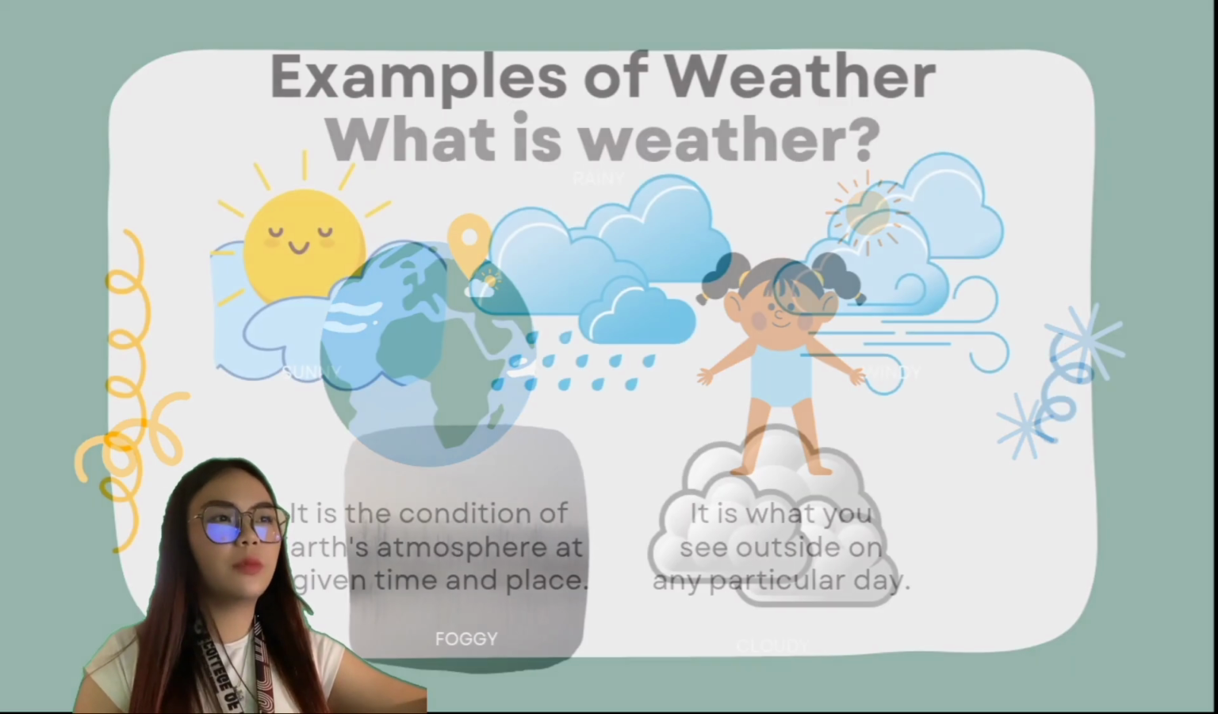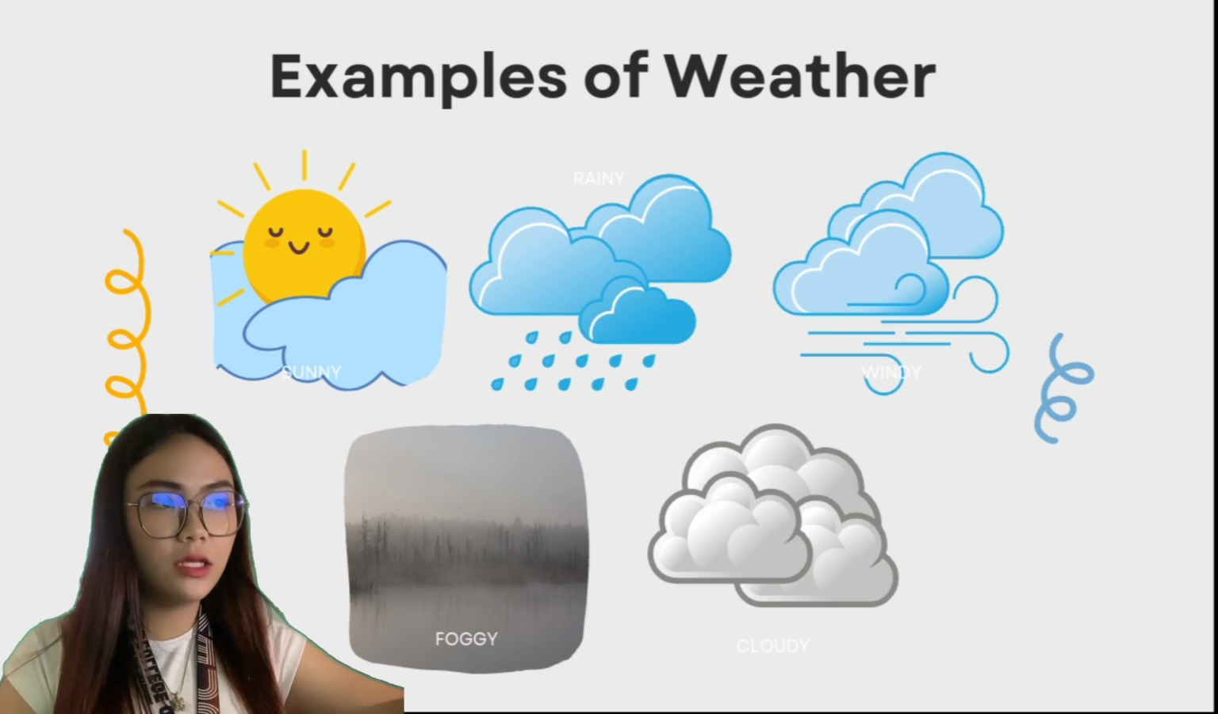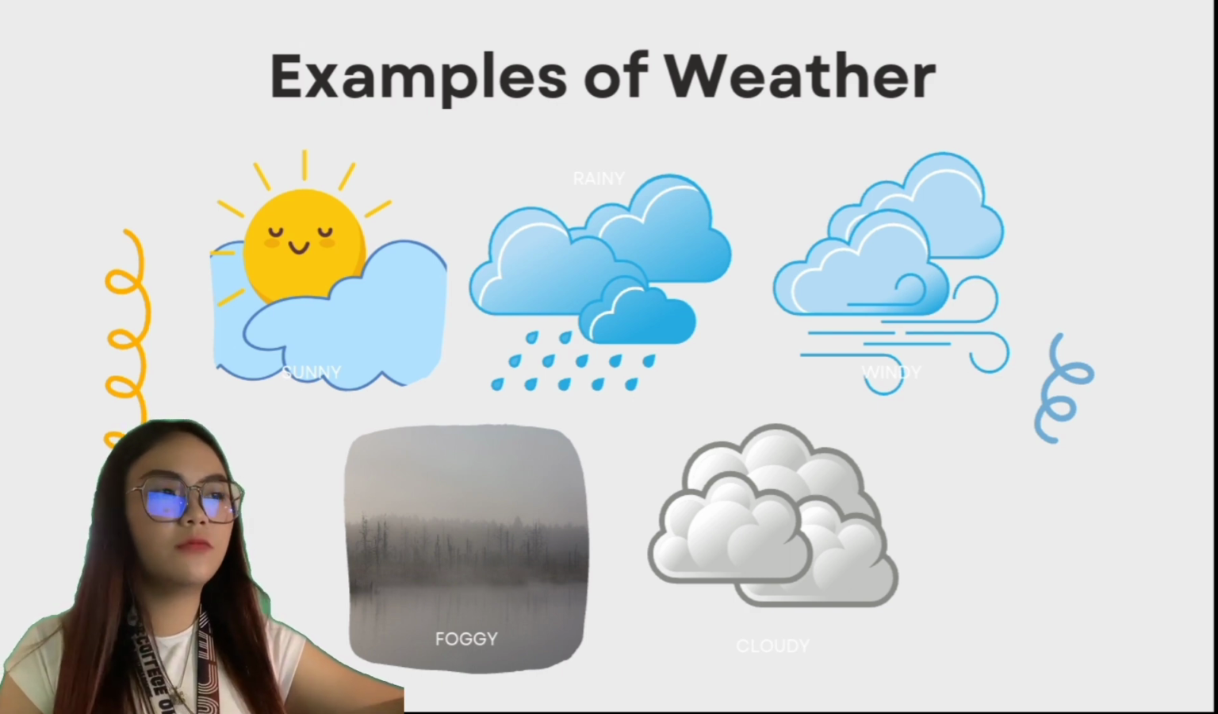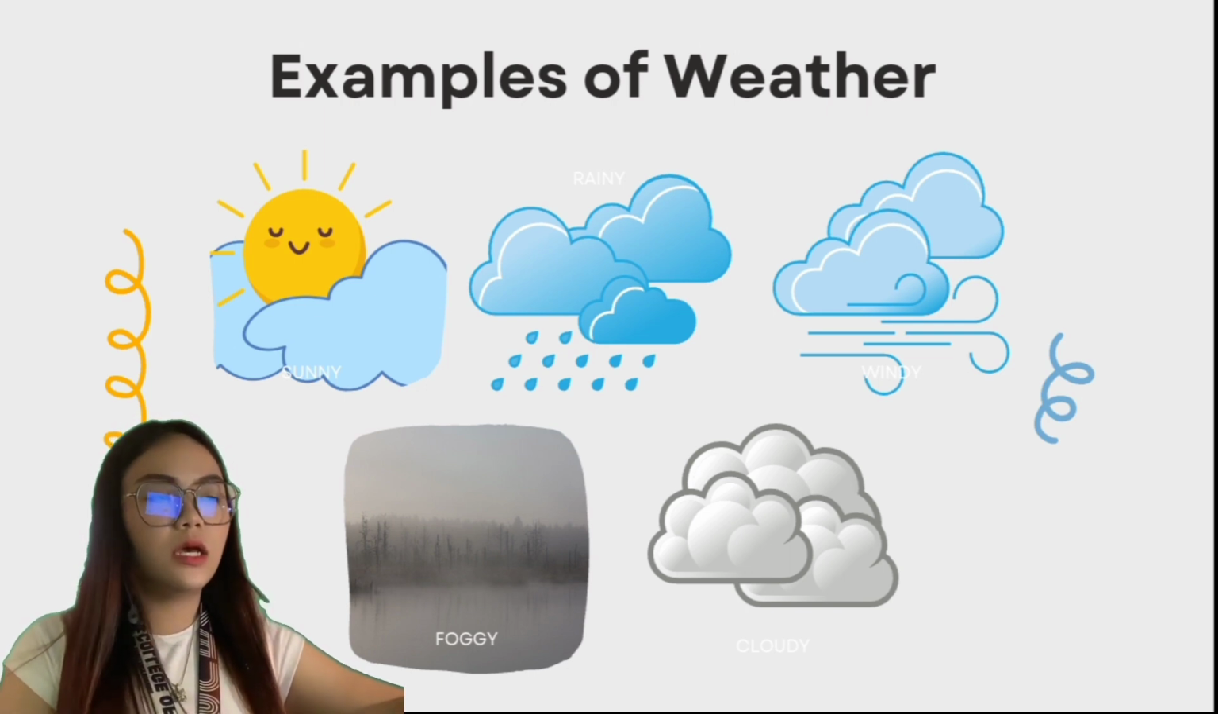So, here are the examples of weather. We have the sunny. If you see Mr. Sun, then it is sunny. If you see drops of rain, then it is rainy. And if you see the swinging of leaves on a tree, then it is windy. And if you barely see anything, then it is foggy. And if you think that it is more cloudy than today, then it is cloudy. And also, cloudy is dark clouds.